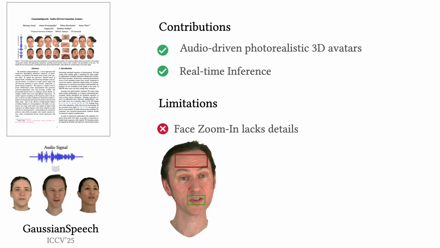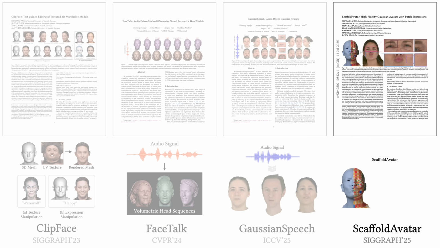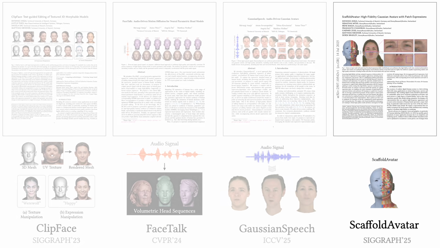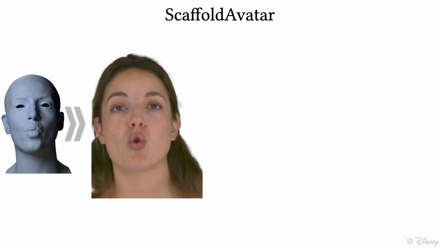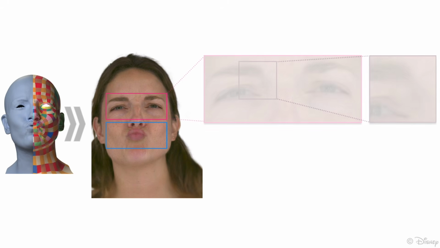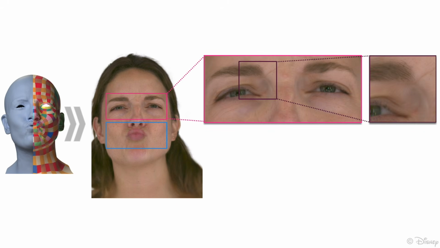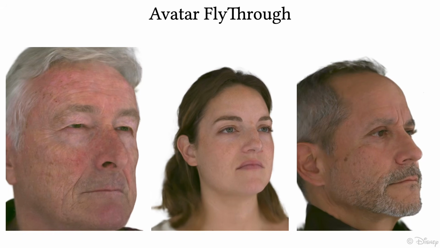However, Gaussian speech lacks fine facial details when zoomed in. Finally, Scaffold Avatar addresses this problem and proposes the first method to synthesize ultra-high fidelity avatars. The key idea of the method is to first leverage patch-based face model to obtain fine-grained localized expressions, which are then used to synthesize 3D Gaussians on the fly for efficient rendering.